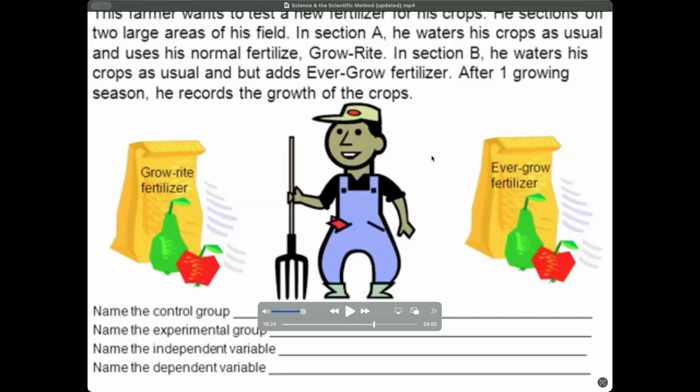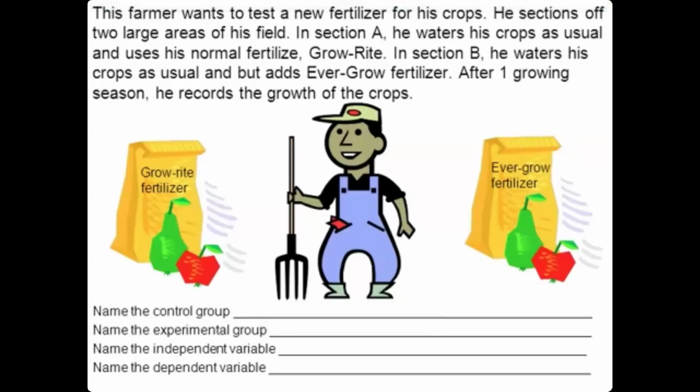All righty then. So the control group. No, there's 2 different fertilizers here. So this farmer is experimenting with a new one. Which would be the control group? The normal one, right? The one that he's always used. Then what is the experimental group? The new one, the Evergrow. So the control group is the Grow Right. The experimental group is Evergrow.